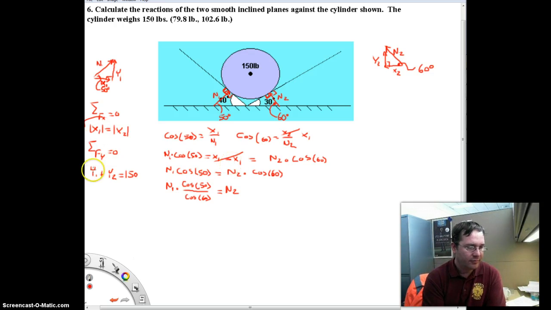Now, the other thing we should think about are the sine functions. So let's think about sine. So what do we know? Well, sine of 50, I'm looking at the left side now, relates y1 to N1, and sine of 60 relates y2 to N2.